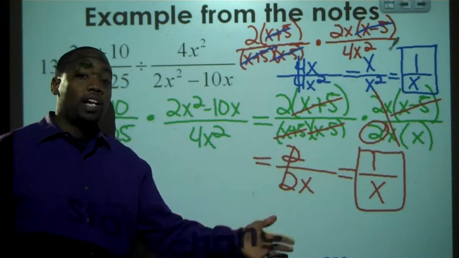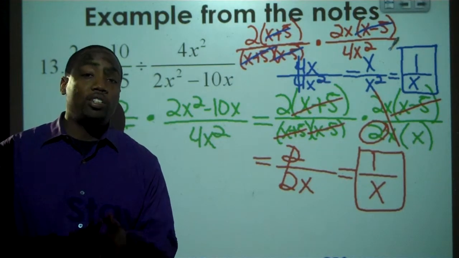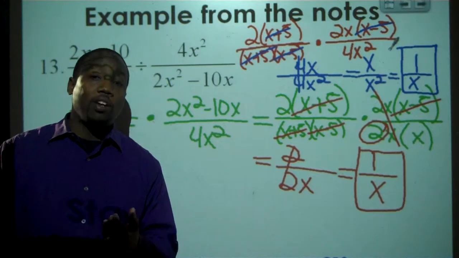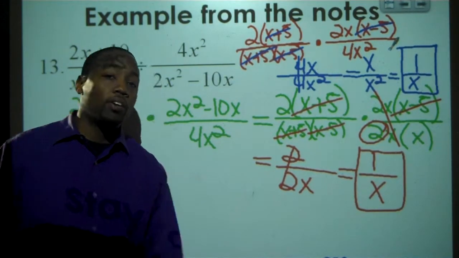As you see, for this process, if you understand multiplication, you should understand division. You keep, you change, you flip, you factor everything to break it down. It's just like multiplication. Cancel everything out, multiply across.